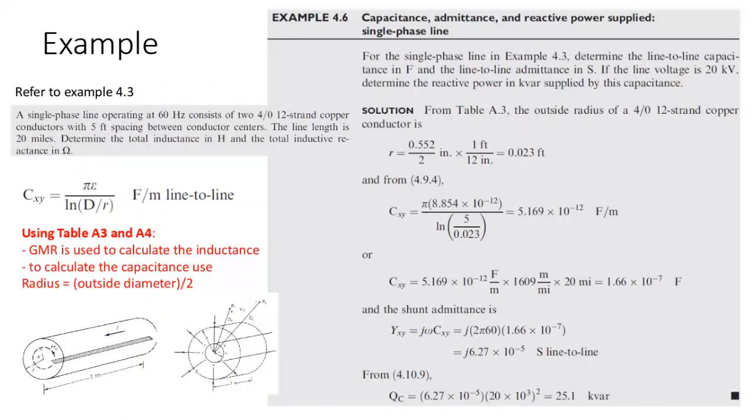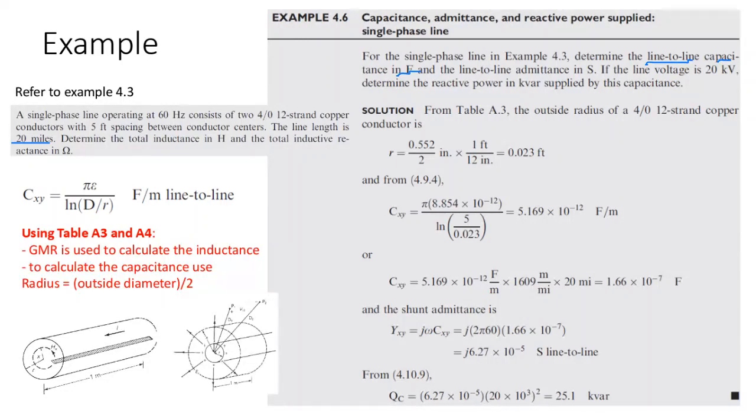Another thing here, we can go on with the same thing that we did in inductance. We want a single phase, and we determine the line to line capacitance in farad. When we talk about farad per meter, it should give you the distance. So where is the distance here? It will be here, 20 miles. So you multiply by 20 miles.